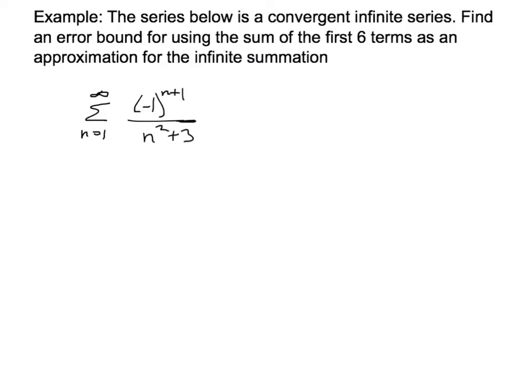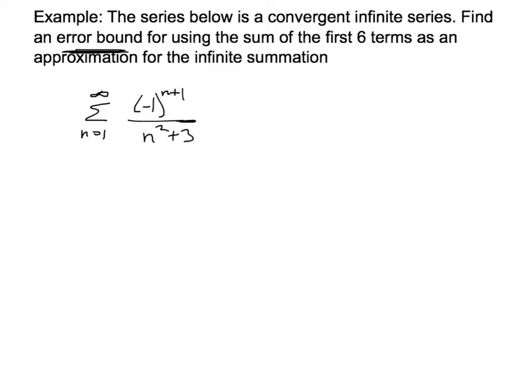So in this first example, we're given a convergent infinite series. And if you want, you can take a minute to make sure that it converges. But we can basically tell it converges because of the alternating series test. This clearly makes it alternate. The expressions are getting smaller, and they're also tending towards 0. So it converges by the alternating series test. We're being asked to find an error bound for using the sum of the first 6 terms as an approximation for the infinite summation. An error bound is basically a number that you know your error will not be bigger than.